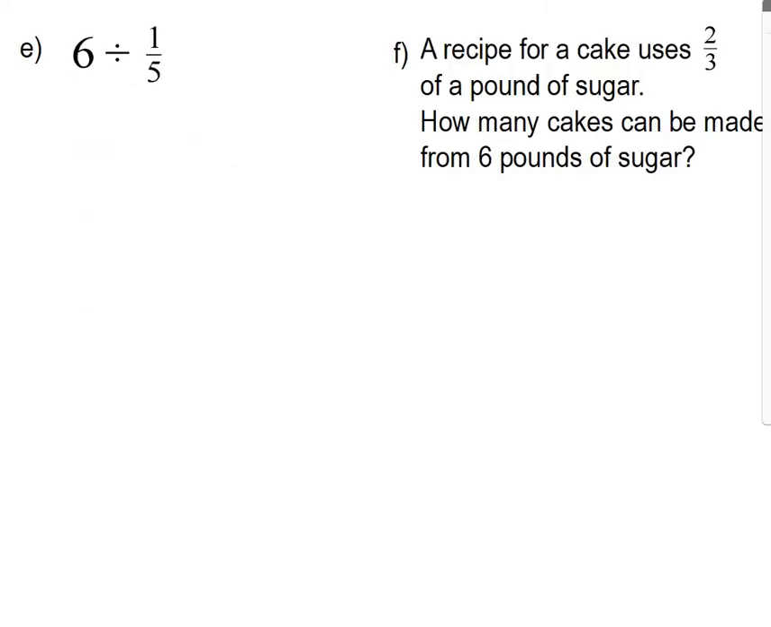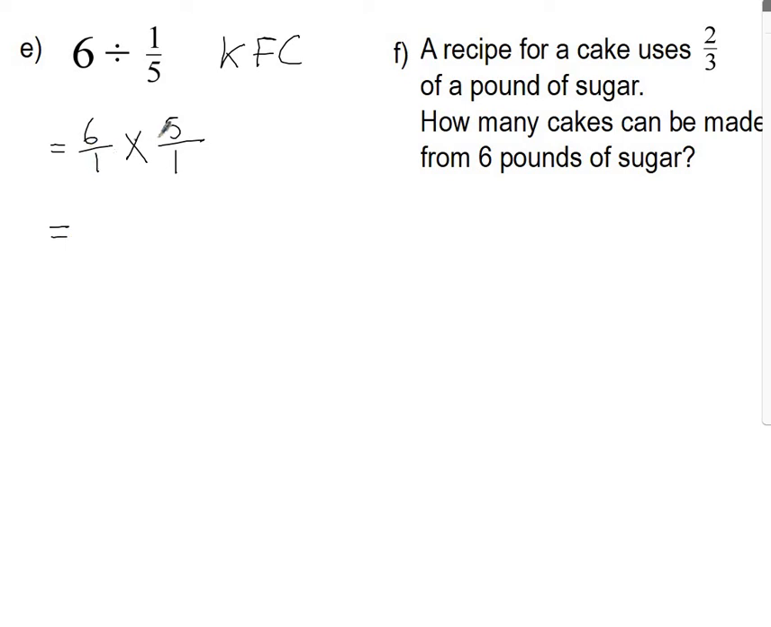Alright, so E, we have 6 divided by 1/5. So in this question we're going to be looking at how many fifths go into 6. Okay, so remember first of all, 6 as a fraction is 6 over 1. Okay, so we keep that the same. F, flip that second fraction, so that'll be 5 over 1, which is a whole number now then, that would be 5. And then C, change that divide sign to a multiply sign.